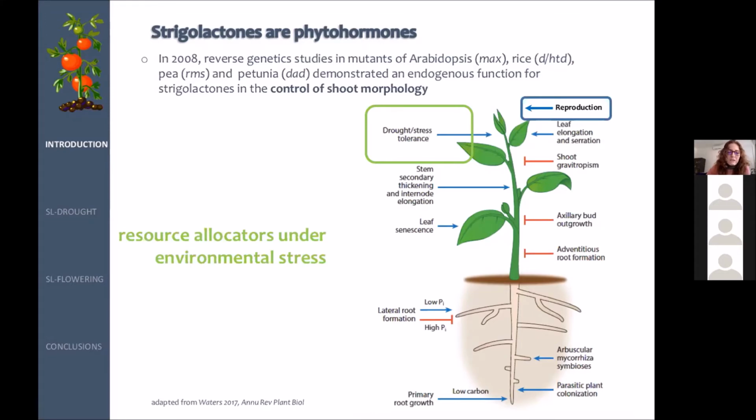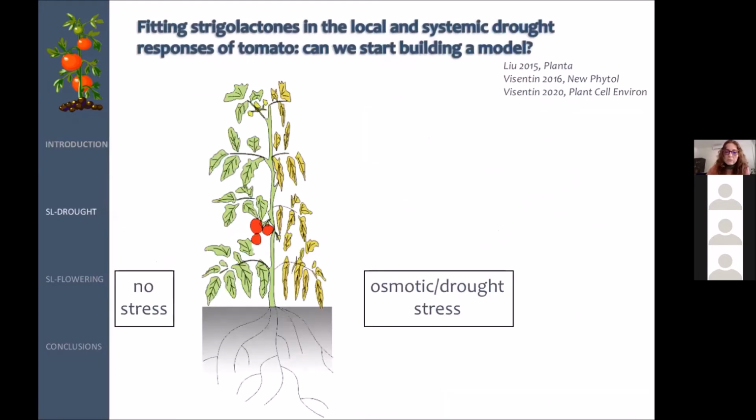So I decided, because of the time constraints, that I will start off by presenting you the working model for strigolactone contribution to drought responses. This model has received contributions also from other model systems, such as Arabidopsis and Lotus, but is now based mainly on what we know in tomato. So this is what we think happens around strigolactones and abscisic acid during either no stress on the left part of the screen or osmotic and drought stress on the right part.